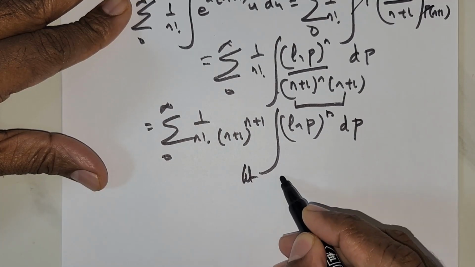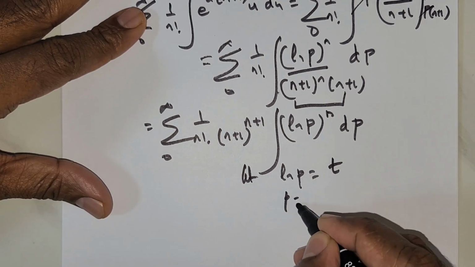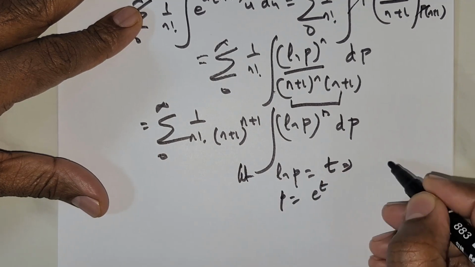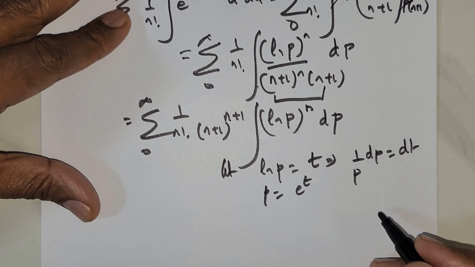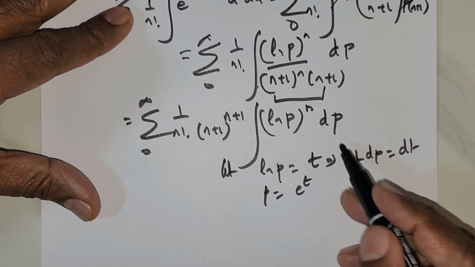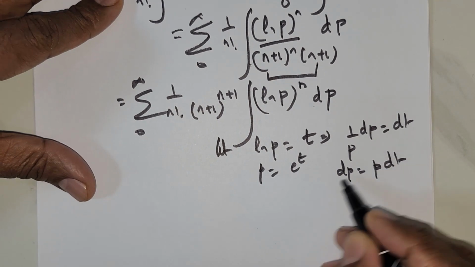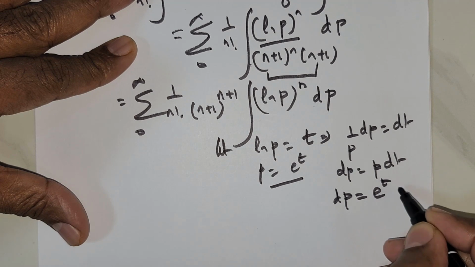So let me take ln p is equal to some t. So this would mean p is equal to e raised to the power of t. Now let me differentiate this. This would give me 1 over p times dp is equal to dt. So I need to get dp. So therefore dp is equal to p times dt, but my p is this, so it's going to be e raised to the power of t dt.